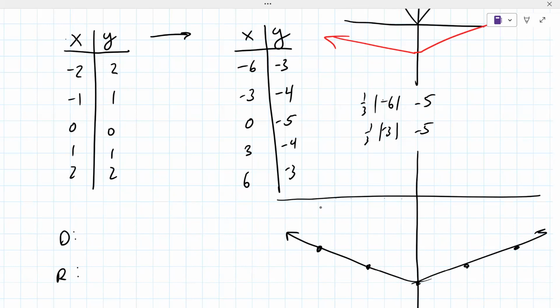Got it. So yeah, she did say the domain is mostly going to be negative infinity to infinity for now. You'll get some exceptions here in a bit. Range, what is the range? What's the minimum y value? The minimum y value would be, in this case, -5.